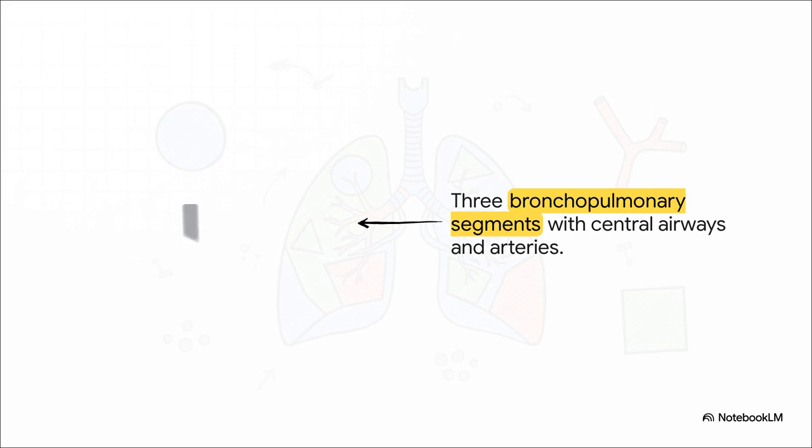Think of these segments like 3D pyramids. They've got their points, or apices, facing inward toward the root of the lung, the hilum, which is where all the tubes enter.